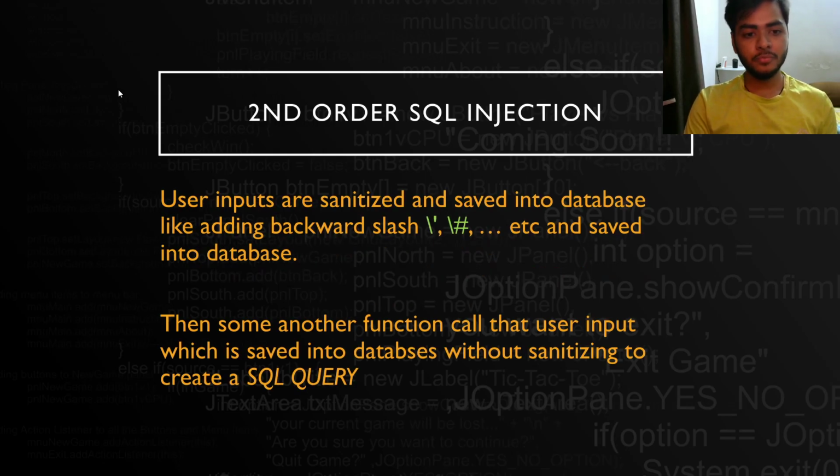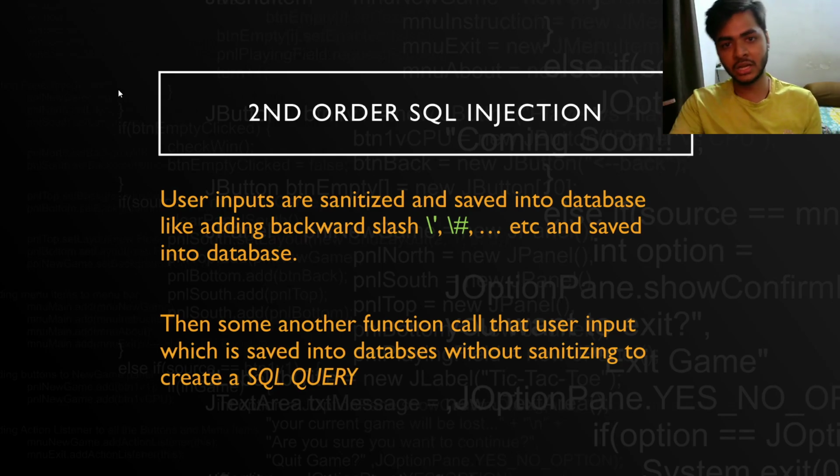Why? I'll show you. User inputs are sanitized and saved in the database using a backslash, and that's why SQL injection doesn't happen there. But in the database, your inputs are stored using backslashes. What happens is that some other function calls that input without sanitizing it, due to which the query breaks and the actual injection happens in that other function.